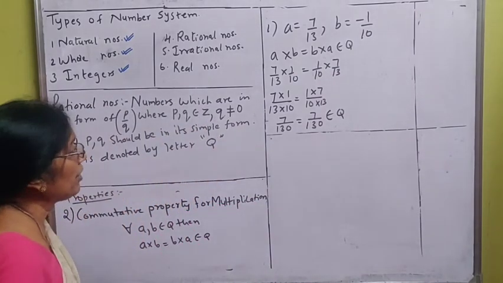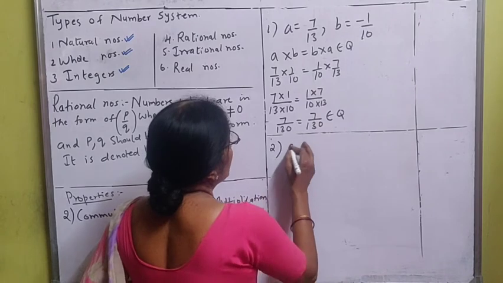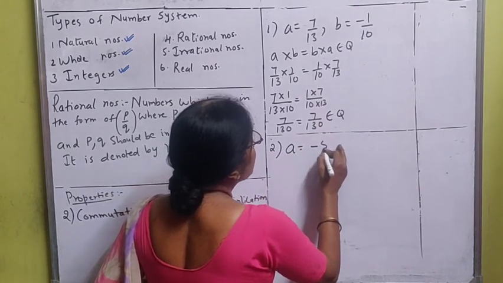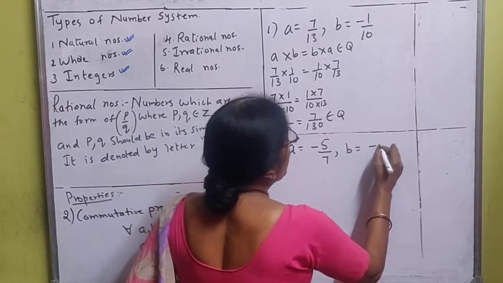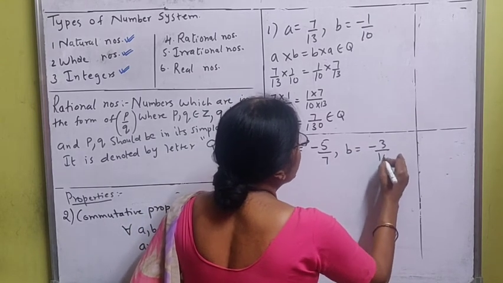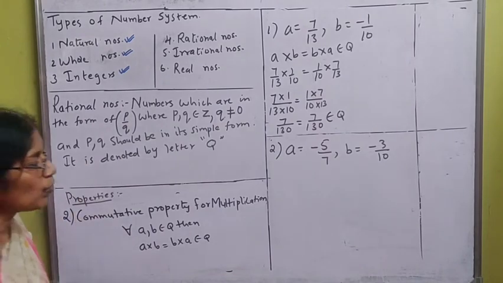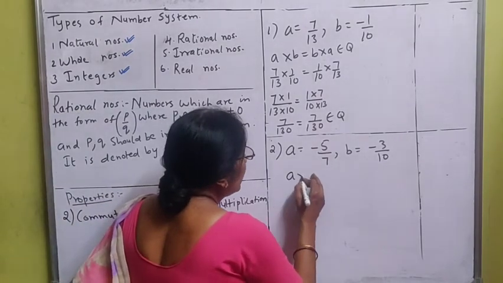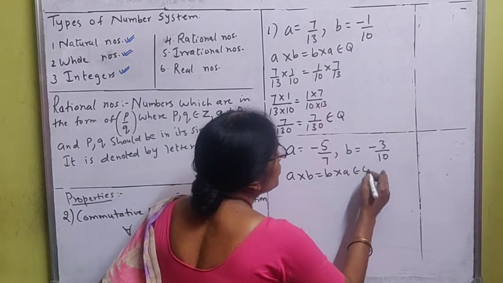So the first example we proved it is true, but let us try to prove with the second example. A is equal to minus 5 by 7. B is equal to minus 3 by 10. So both I have taken minus sign. Let us see whether we are able to prove or not. So we have to prove A into B is equal to B into A belongs to Q.